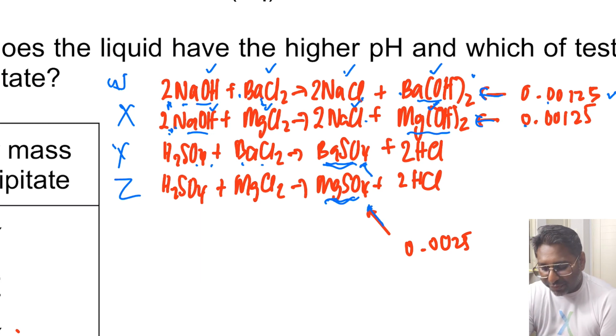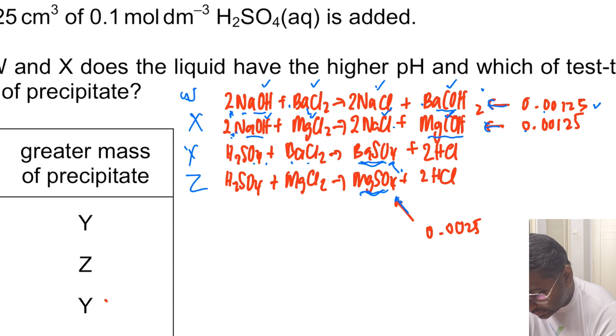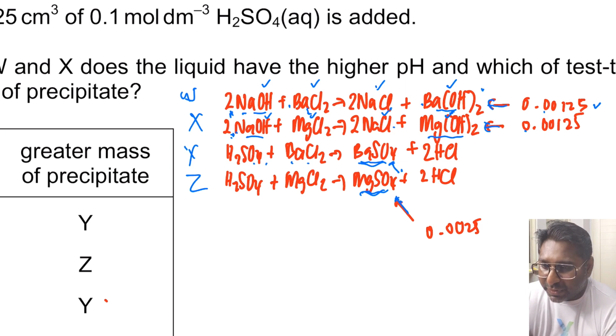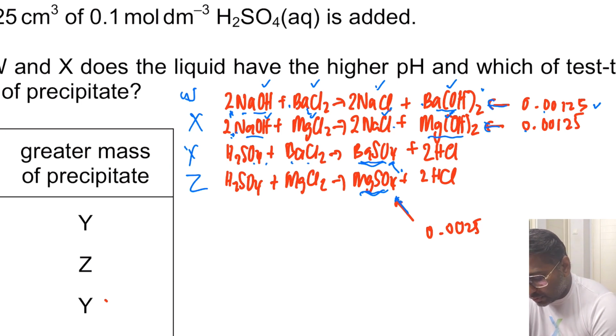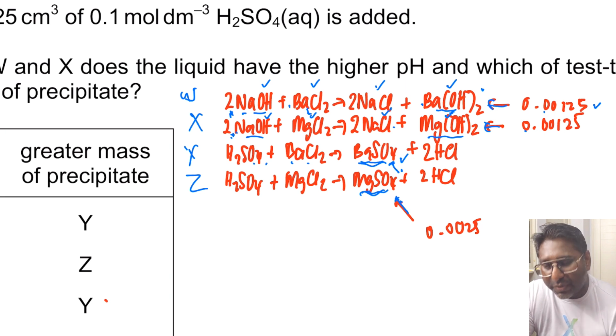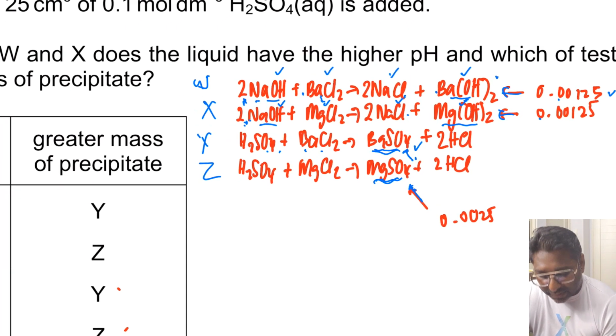The precipitate is the same number of moles, but we want the greater mass of precipitate. Although the other precipitates are more soluble, for sulfates, going down the group, they become more insoluble. So the higher mass of precipitate should be barium sulfate compared to magnesium sulfate. Magnesium sulfate is a little more soluble, so it can dissolve, but barium sulfate doesn't dissolve. So a greater mass of precipitate will be barium sulfate.